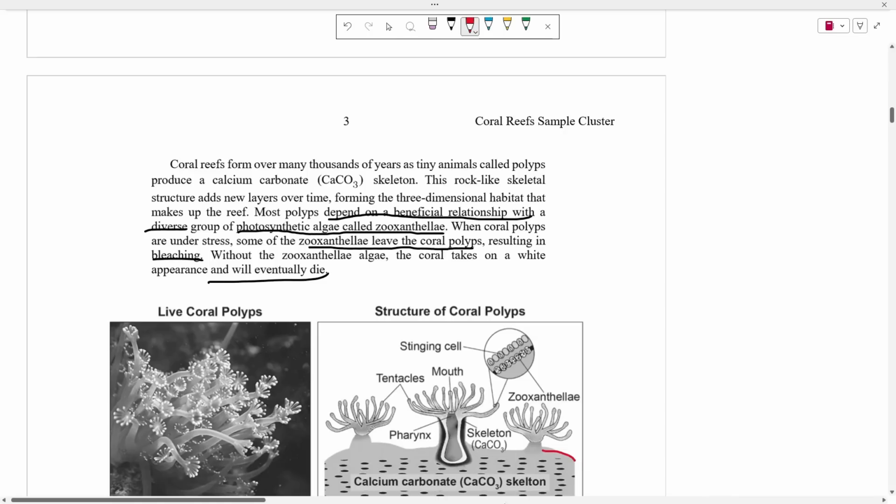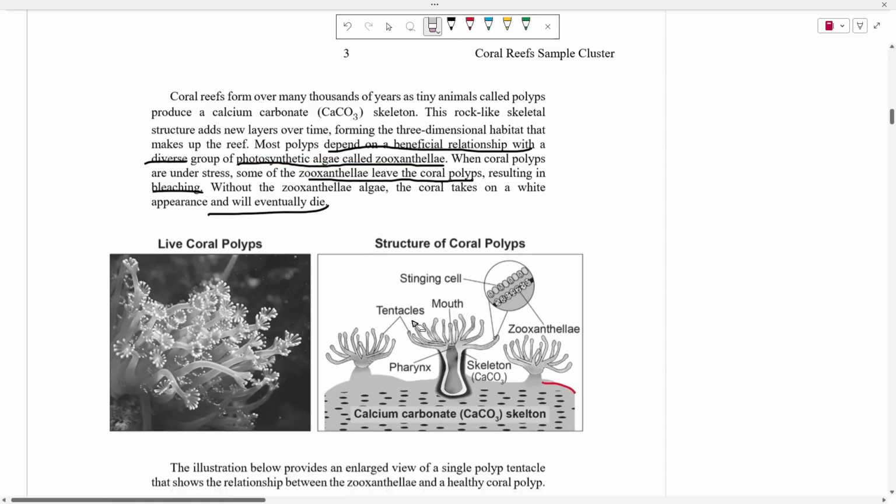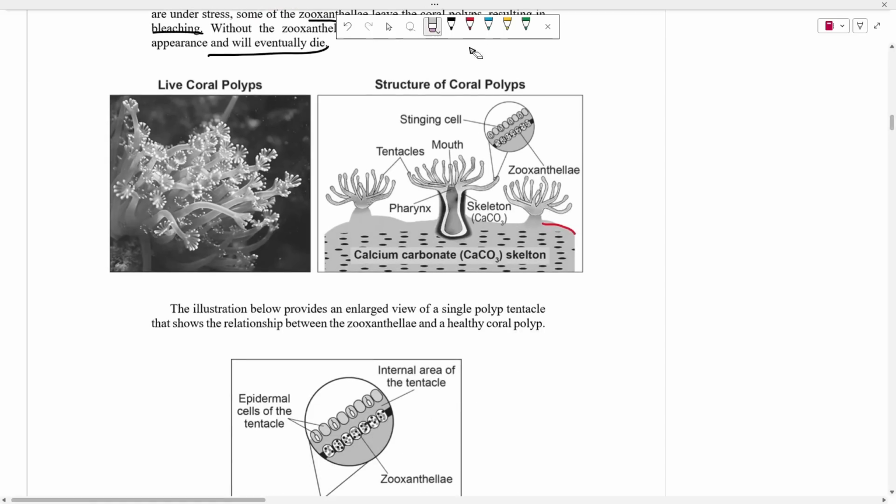And these polyps need this photosynthetic zooxanthellae to survive as well. The zooxanthellae, or the algae, live on or inside of these polyps, and what they do is provide them with food. So it's a beneficial relationship.